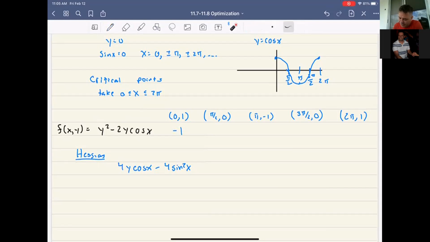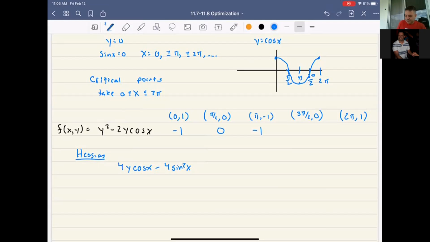Okay. How about at (pi over 2, 0)? Cosine, well, it doesn't really matter because y is 0, so this is going to be 0. Okay. How about at (pi, -1)? That's 1 squared plus 2, so that's going to be cosine of pi. Cosine of pi is -1. This is going to be 1 minus minus minus, so it's going to be -1 again.